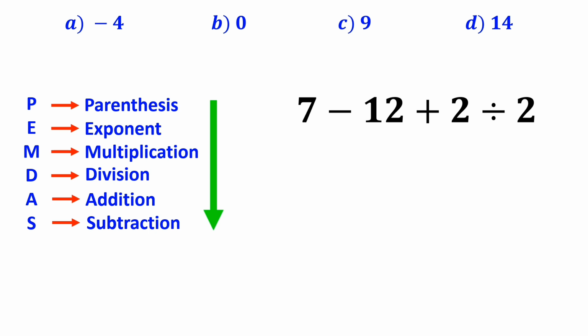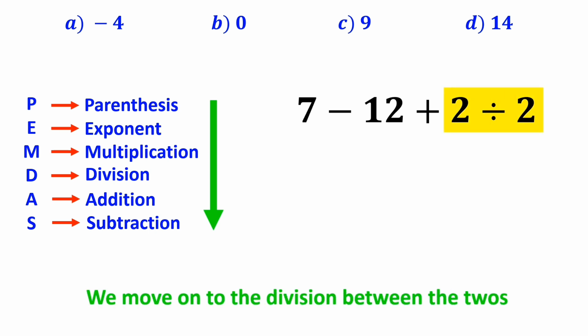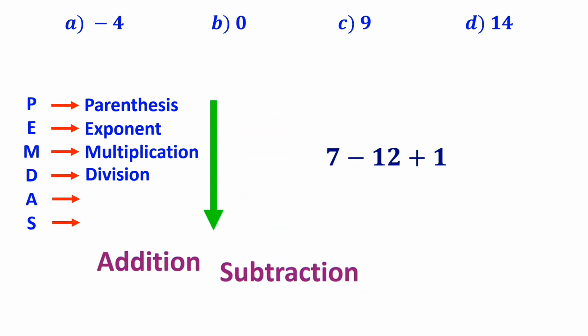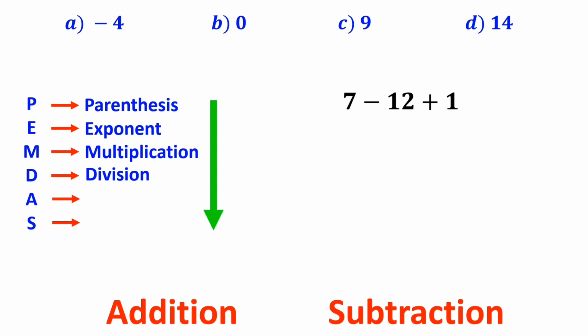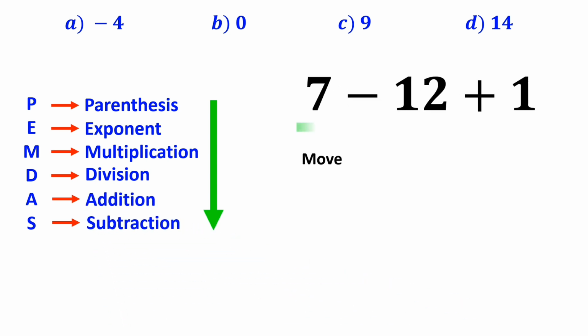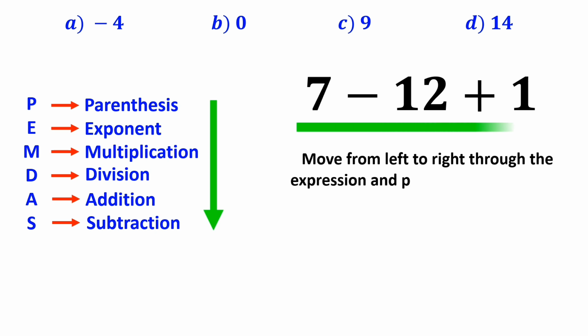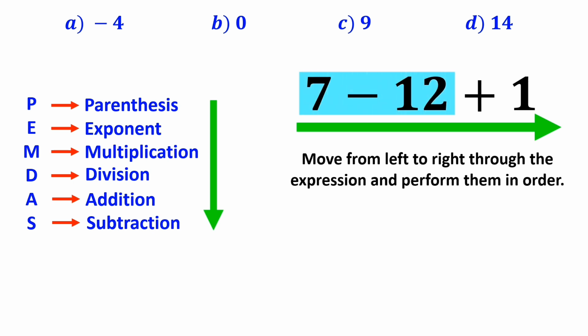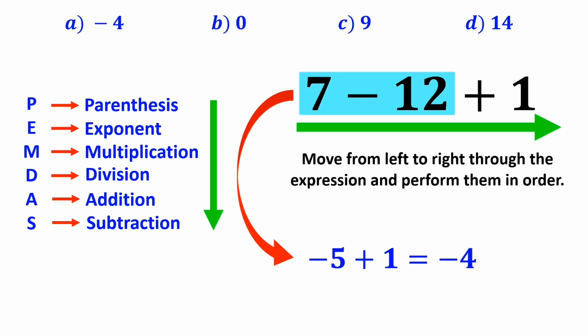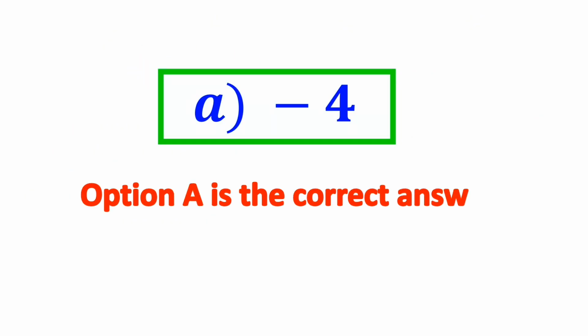In the next step, we move on to the division between the 2's and replace this expression with 7 minus 12 plus 1. Once again, we should remember that addition and subtraction also have the same level of priority. And the best thing to do here is to move from left to right through the expression and perform them in order. So, first we do the subtraction between 7 and 12, which simplifies the expression to negative 5 plus 1. And finally, the value of this expression is equal to negative 4. Therefore, option A is the correct answer to this question.